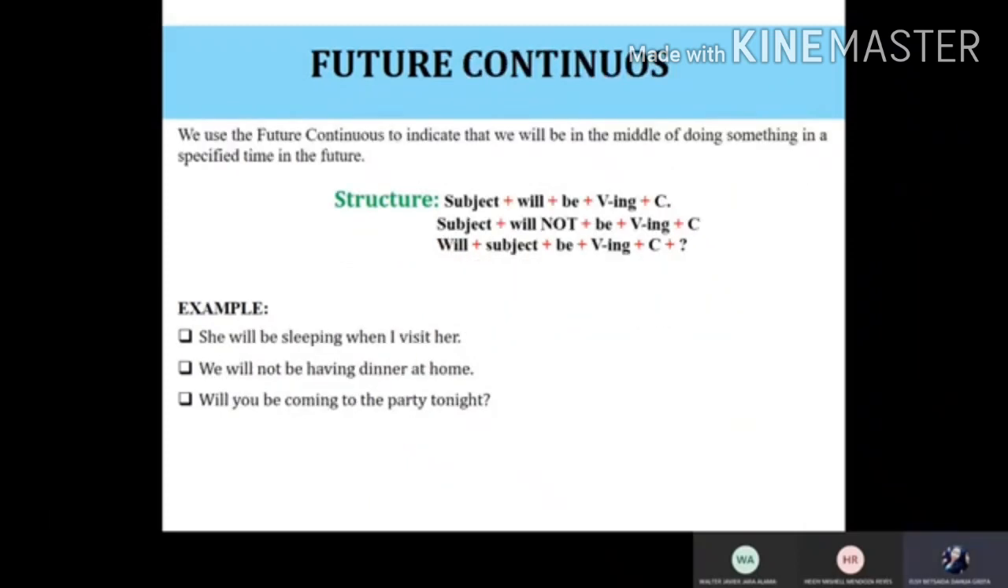Future continuous. We use the future continuous to indicate that we will be in the middle of doing something at a specific time in the future. For example, she will be sleeping when I visit her. We will not be having dinner at home. In question, will you be coming to the party tonight?